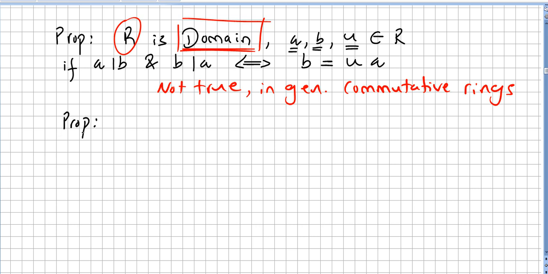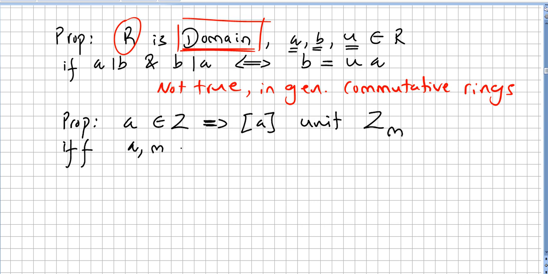So another proposition is: if A is an integer, then we can say that A is a unit in Zm if and only if A and M are relatively prime. This is also very easy to prove.